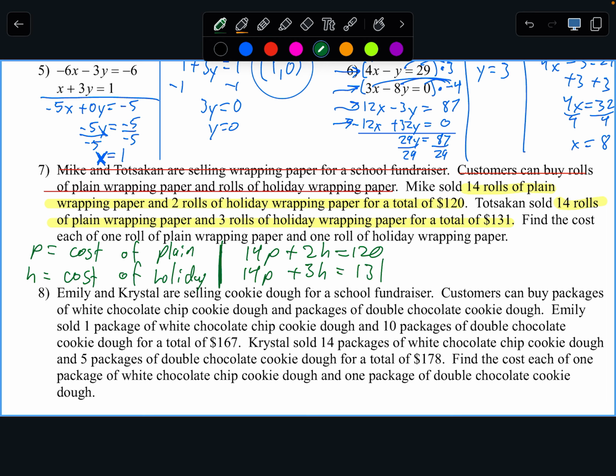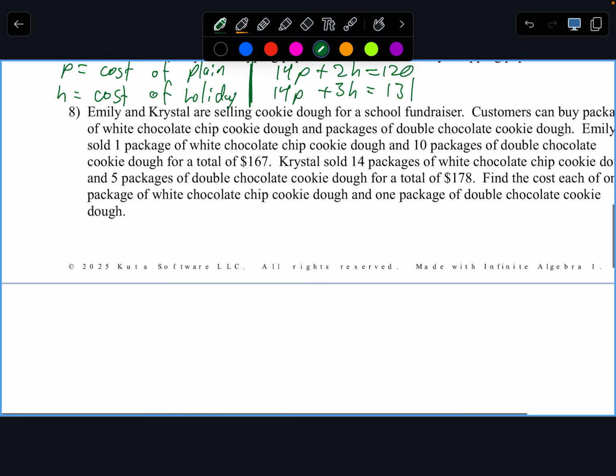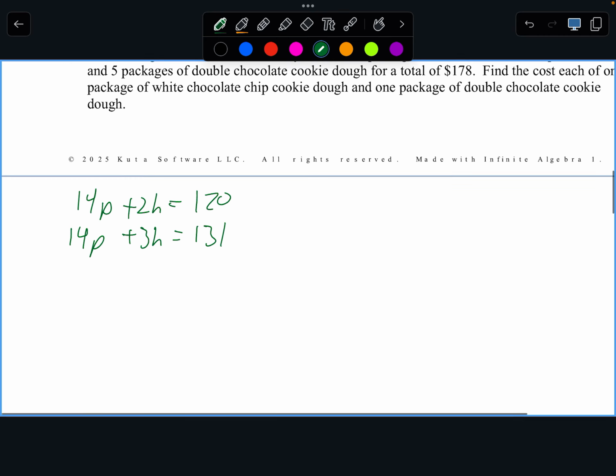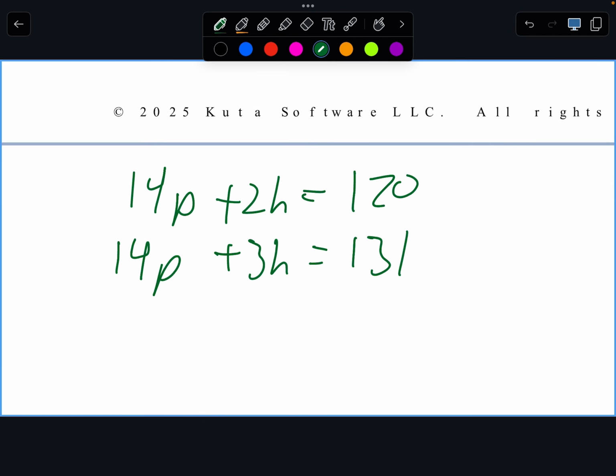Now, looking at this system, do you think it's easier to solve with substitution, elimination, or graphing? Okay, Graham? Elimination, I couldn't agree more. Let me get to some open space so I can show you how to solve it. 14p plus 2h equals 120. 14p plus 3h equals 131. All right, what do we have to do to get the matching opposite coefficients?